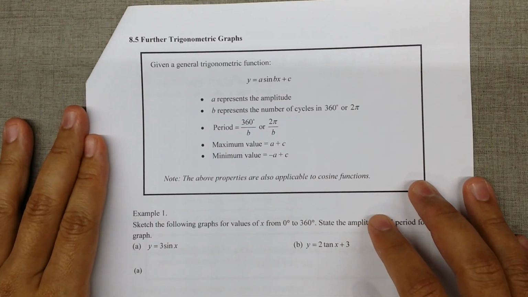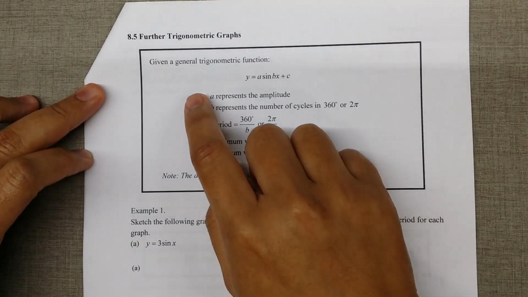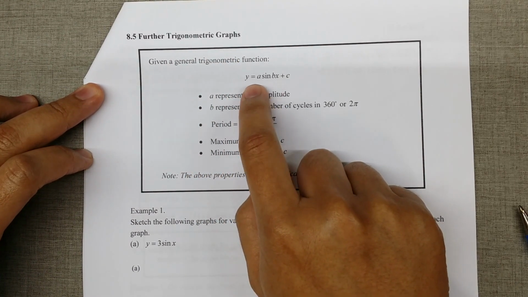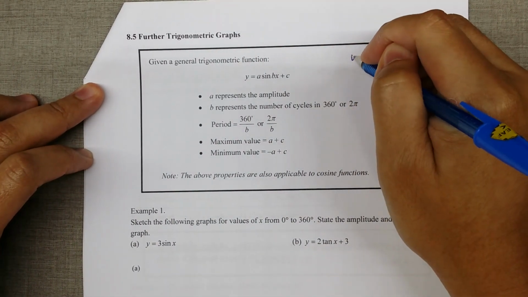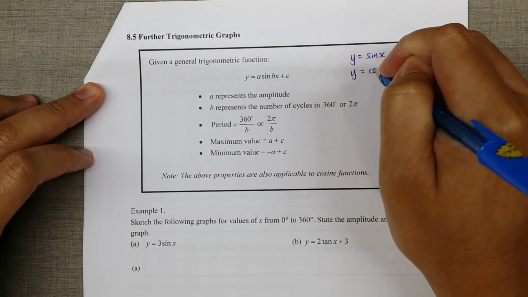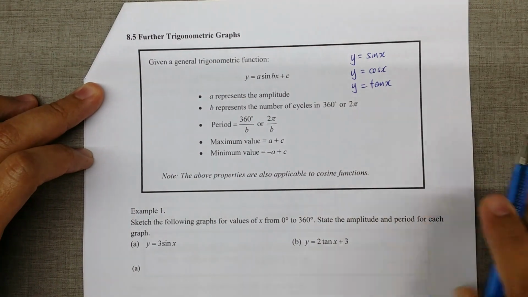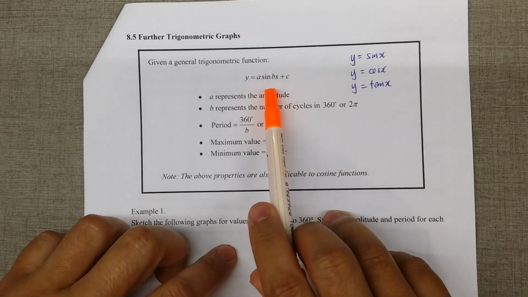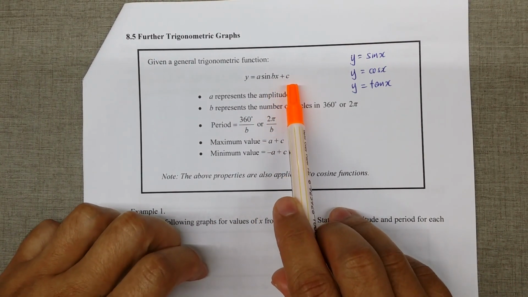Okay, the next page we are talking about 8.5, further trigo graphs. Further trigo graphs means it will no longer be simply y equals sine x. Earlier on we learned y equals sine x, very simple, y equals cosine x, y equals tangent x. But now, in front of the sine, there's an alphabet. In between the sine and x, there's another alphabet. After that, you add another alphabet, C.